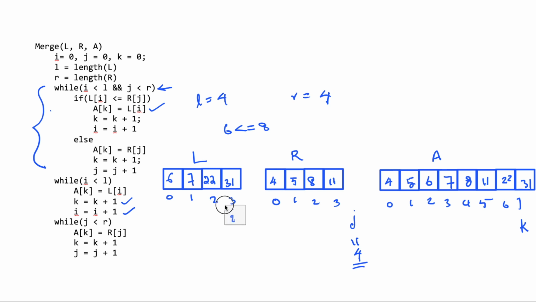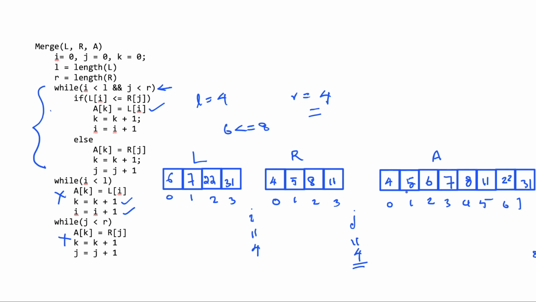Now i is incremented to the next position. Similarly k is also incremented to the next position. So here the value of i is now 4 and k will be 8. So if the value of i is equal to 4, it is a violation of this condition. So we will be exiting this while loop. Similarly, we have the value of j equal to 4, which is equal to the value of r, which is 4. So this condition is also false. So we will be exiting this while loop as well.